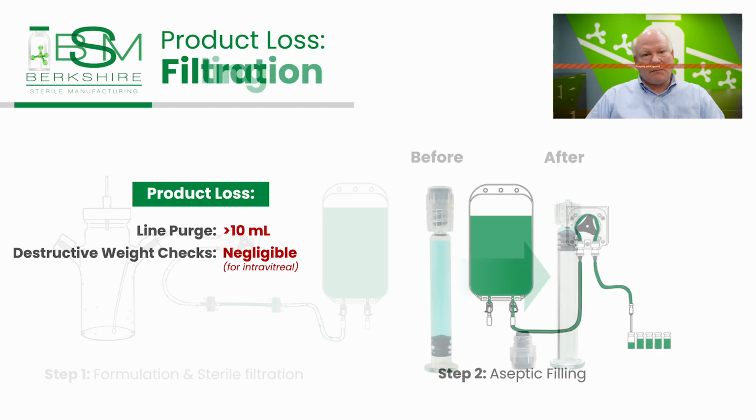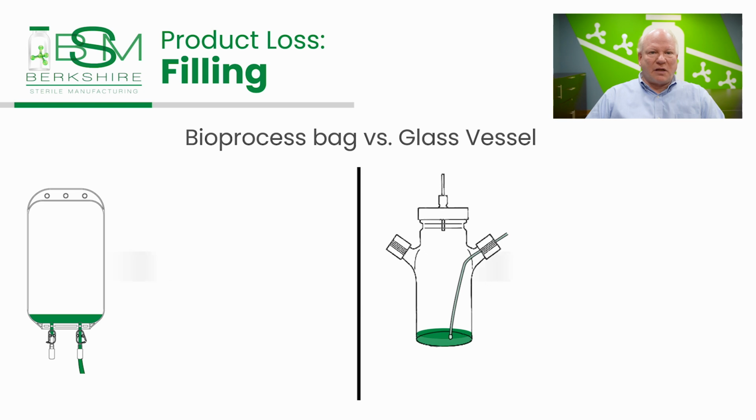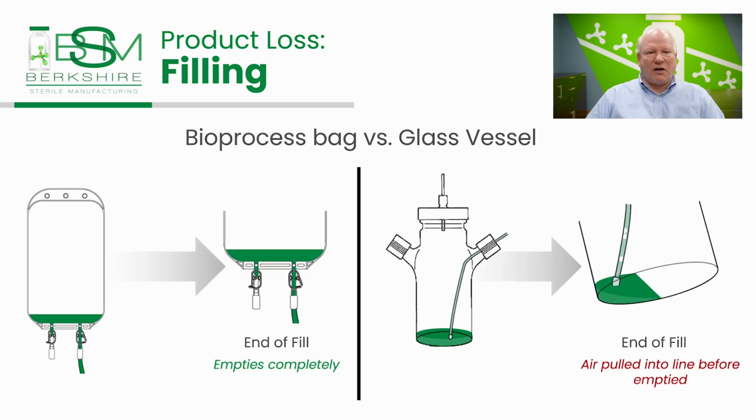Finally, at the end of the fill, you'll have transfer loss in the bag you're filling from and the fill lines. You can also expect that there will be some solution left at the end of the fill when air becomes trapped in the line, produces inconsistent fill weights and checks, and therefore ends the fill. Expect at least 10 mL to be lost here if a biobag is used, and at least 100 mL to be lost if a glass vessel is used.